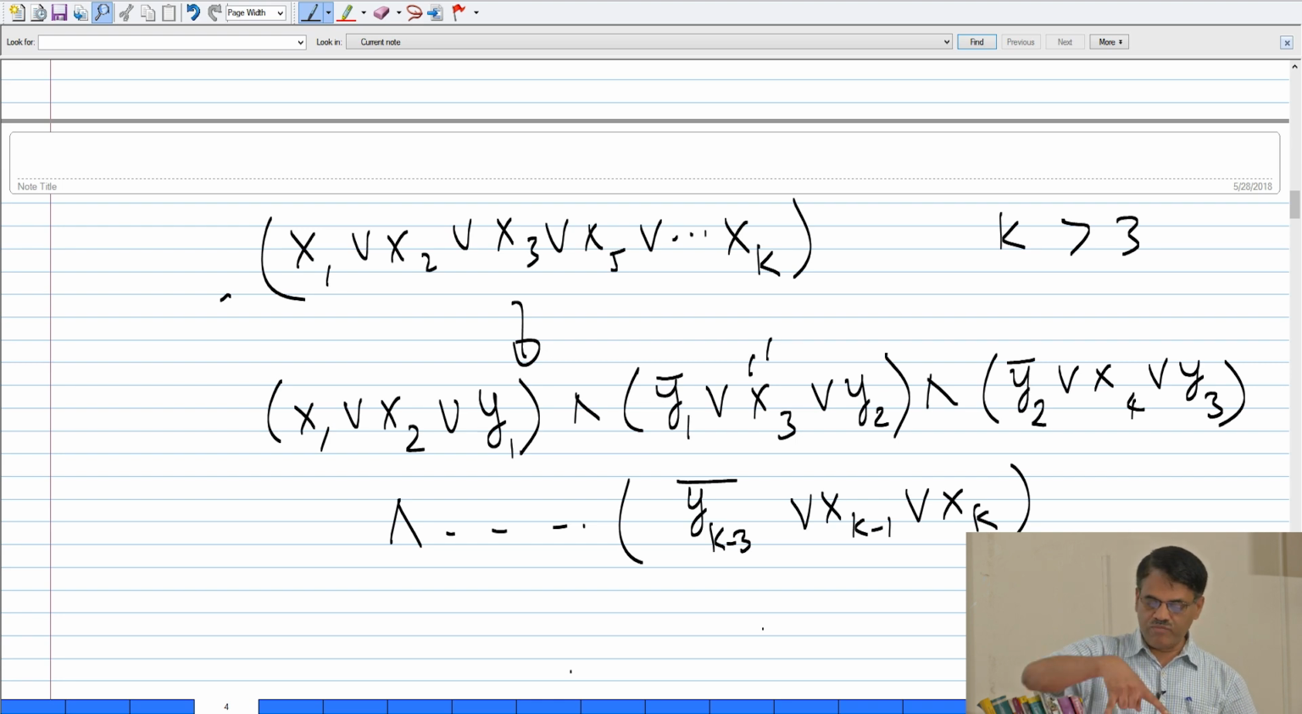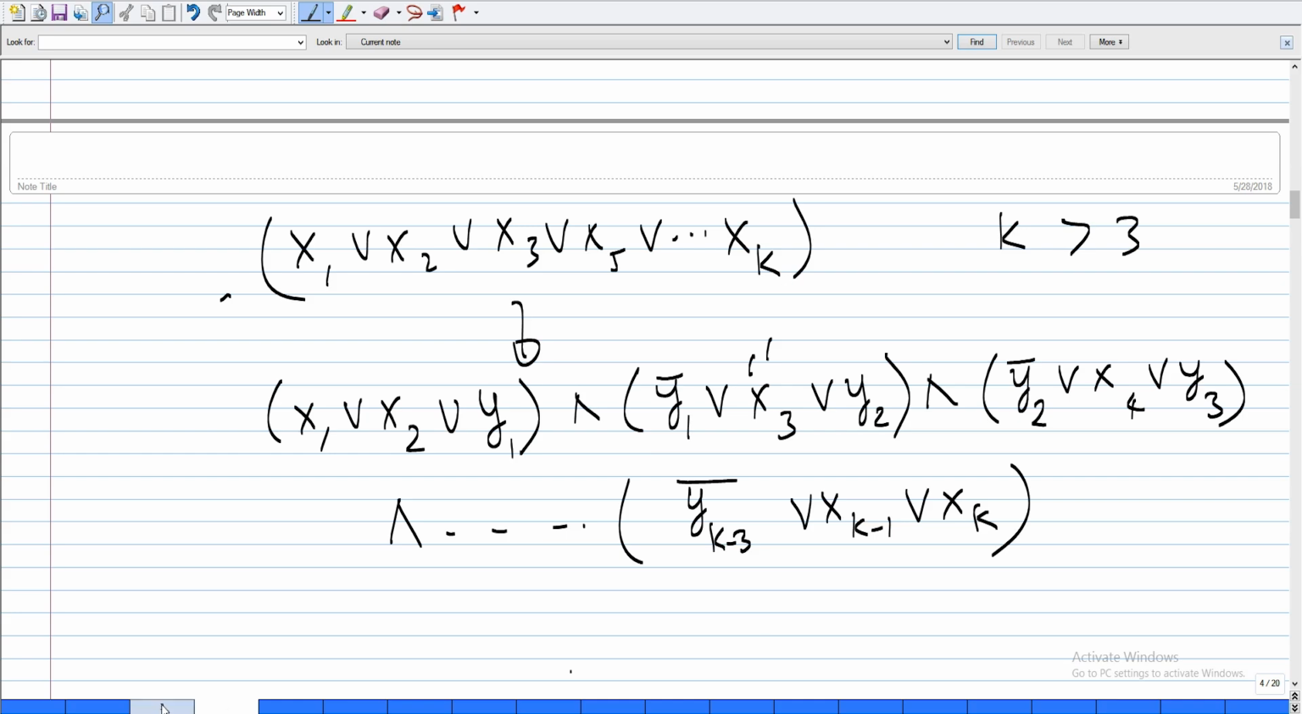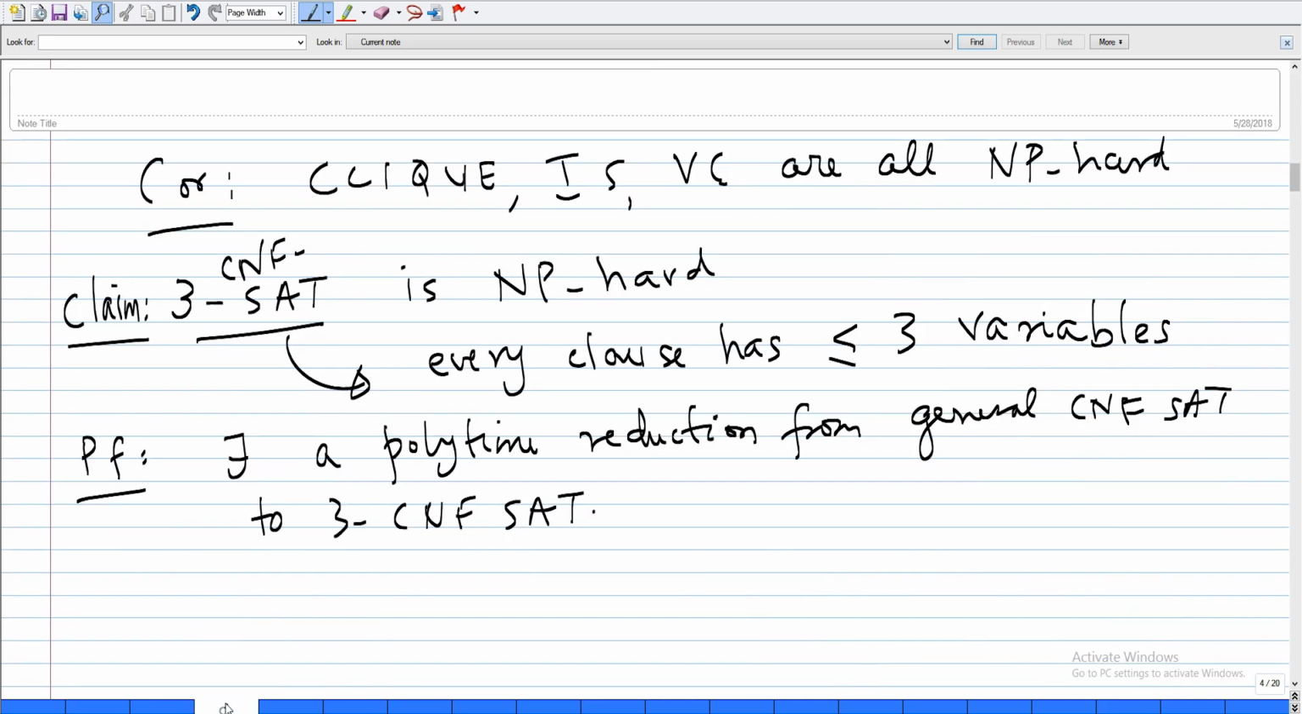So, what have I achieved? I have taken a big clause and translated it, broken it up into clauses of size 3 at most. Now, from here you have to write one more step to prove that if the original formula has a satisfying assignment, then this resulting formula has a satisfying assignment, and conversely. Okay, I have more or less given a proof. So, this means that the SAT formula, even when I am restricted to at most 3 variables per clause, is NP hard.